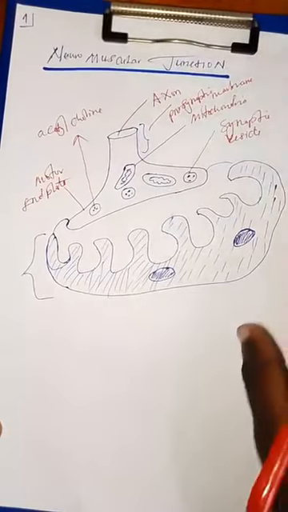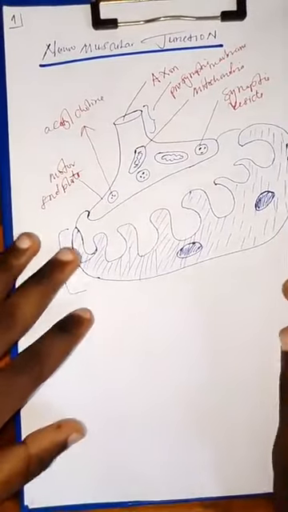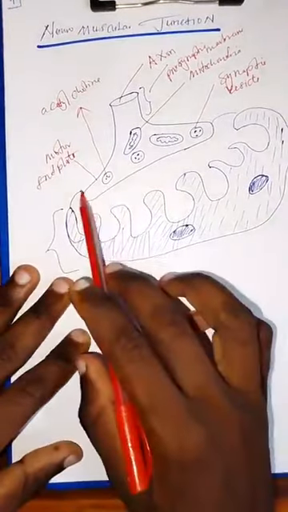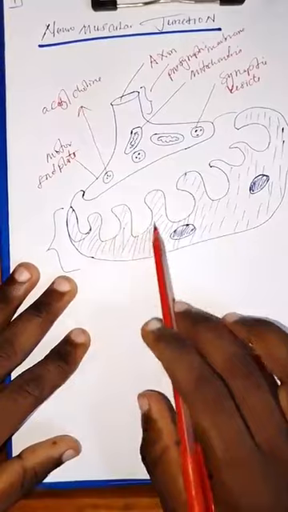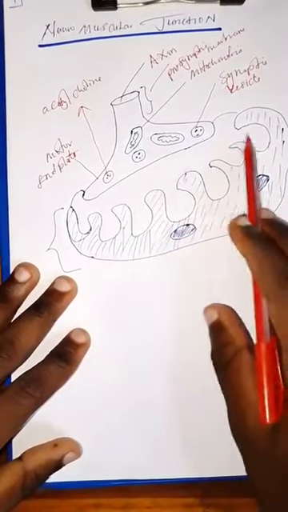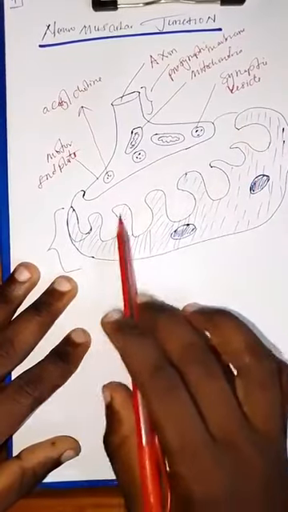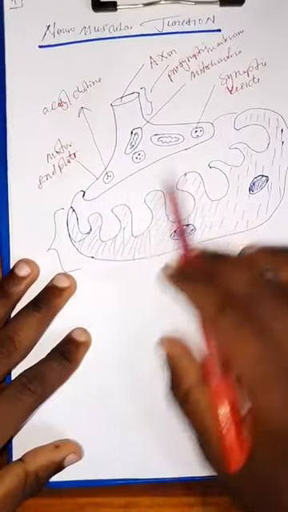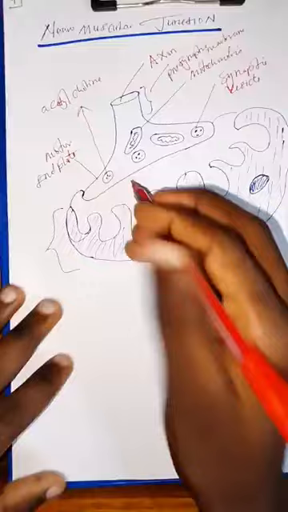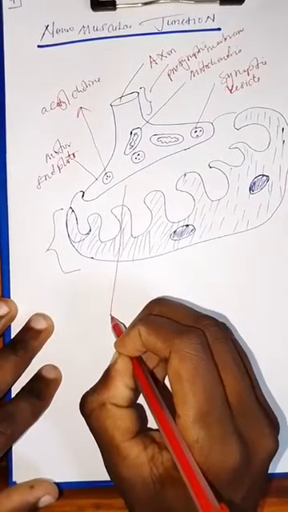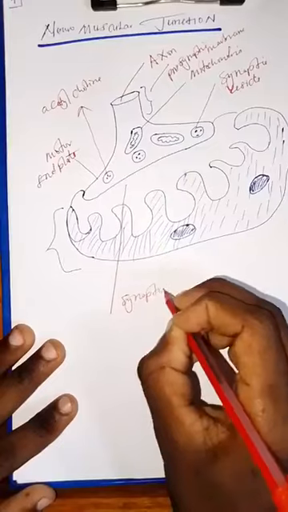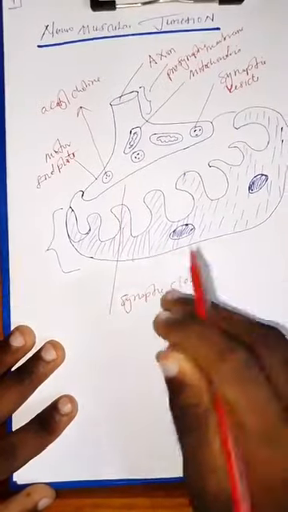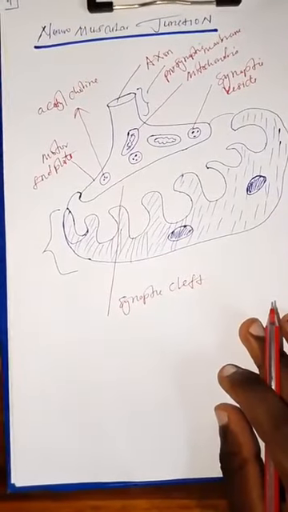Now, have you seen the space here? There's a space between this bulb and these subneural folds. This space is what we are calling the synaptic cleft.